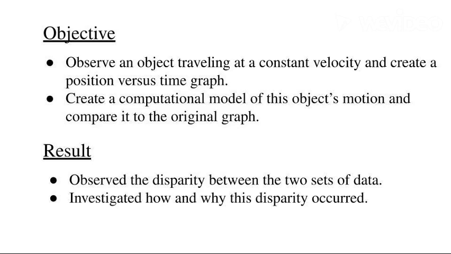The objective of this lab was to observe an object traveling at a constant velocity, create a position versus time graph and a computational model of the object's motion, and compare the two. As a result of this lab, a disparity between the data points was observed, which led me to investigate how and why this disparity occurred.